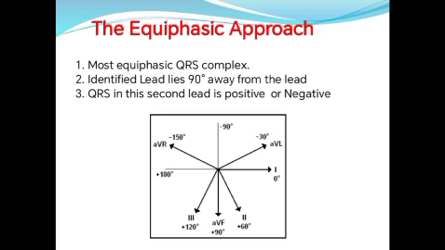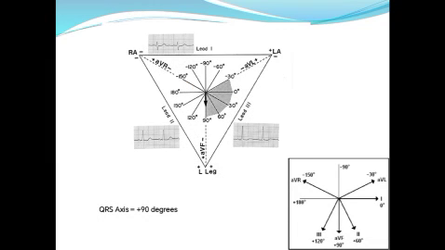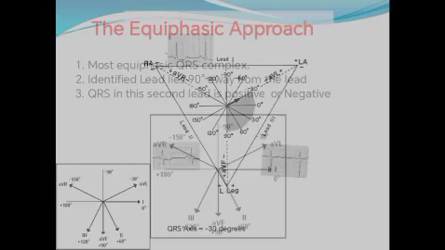Here we need the angles. Identify the lead that lies 90 degrees away from this lead. Then we see if the QRS in this second lead is positive or negative. According to this, you see we can determine the axis. These are some examples.